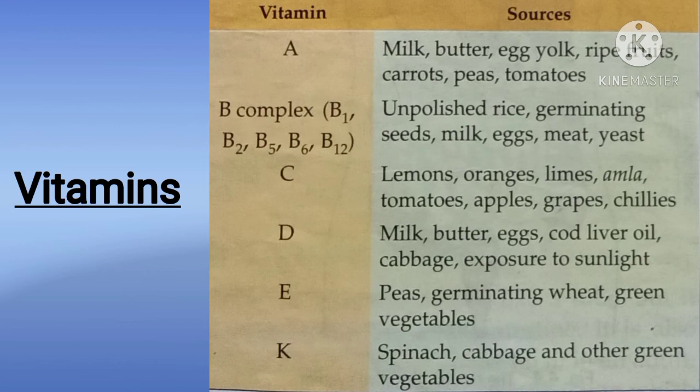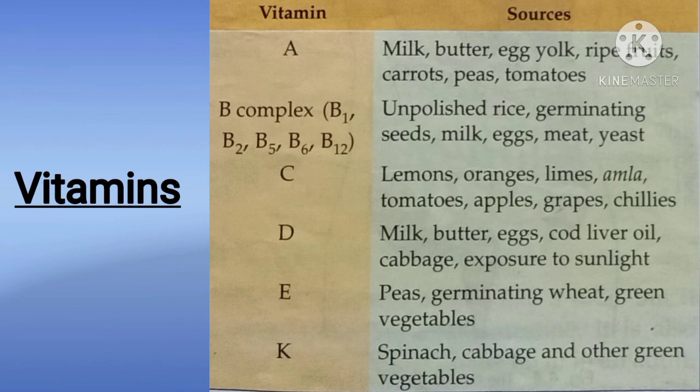The sources of vitamin B are unpolished rice, germinating seeds, milk, eggs, meat, and yeast. The sources of vitamin C are lemon, orange, lime, amla, tomatoes, and the sources of vitamin D are milk, butter, egg, cabbage, etc. The sources of vitamin E are peas, germinating wheat, green vegetables. And the source of vitamin K is green vegetables.